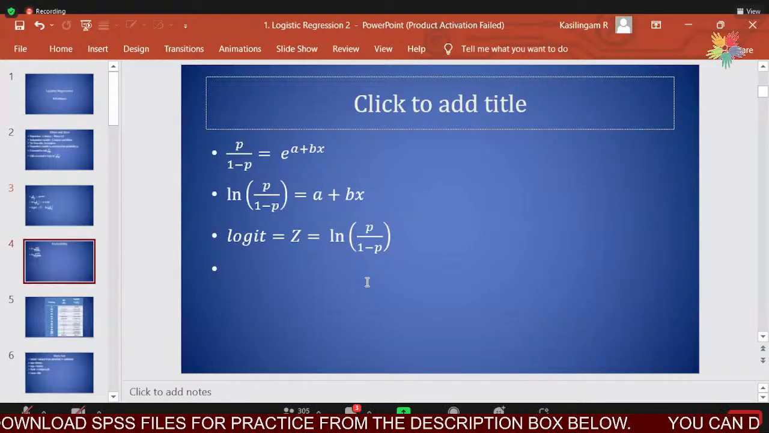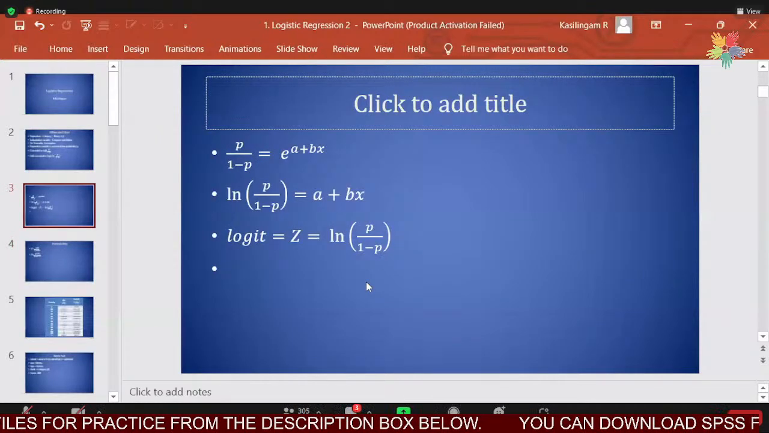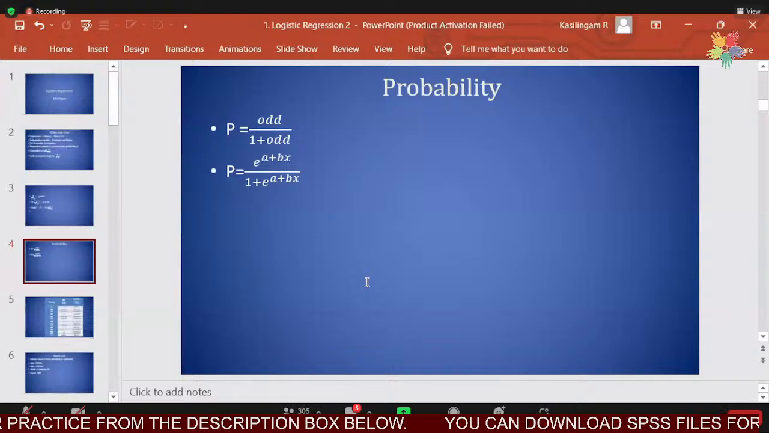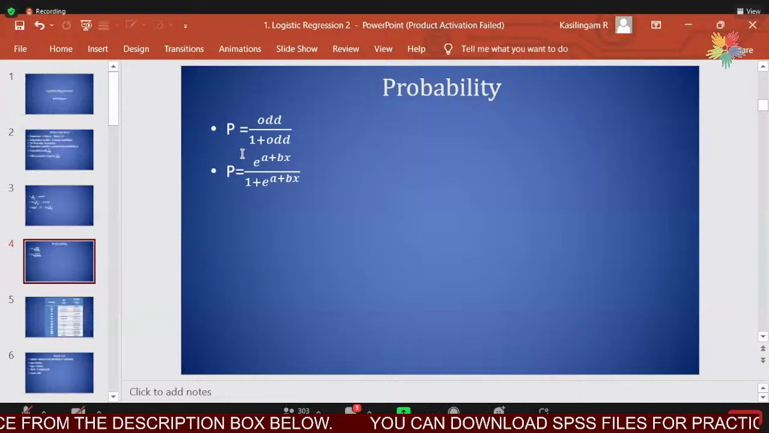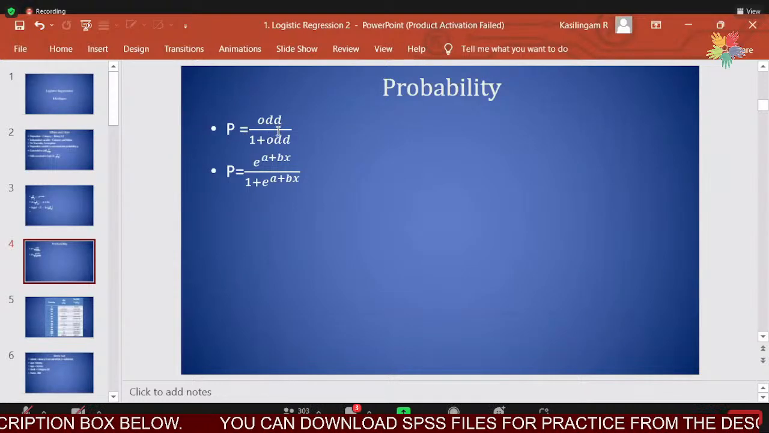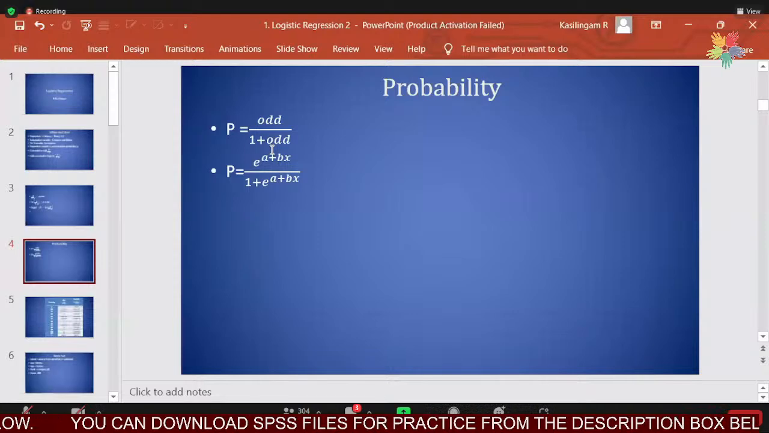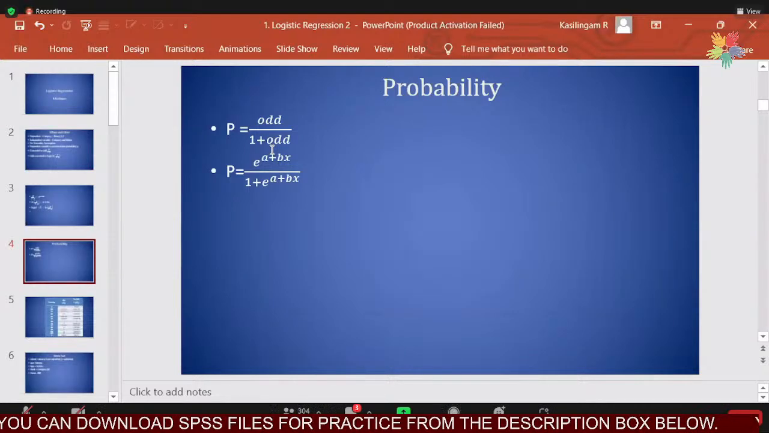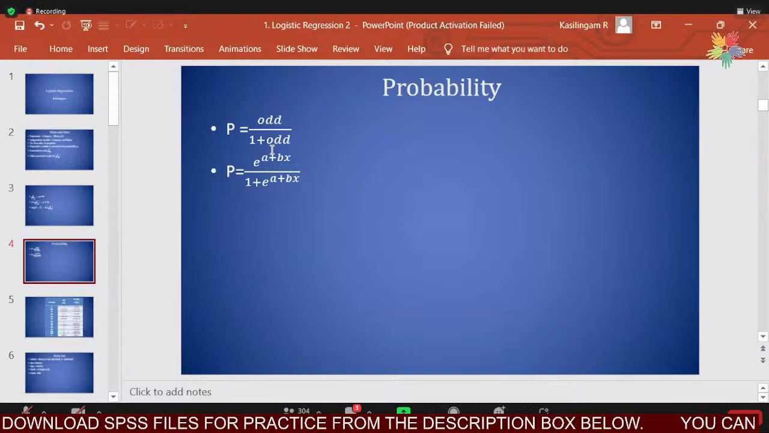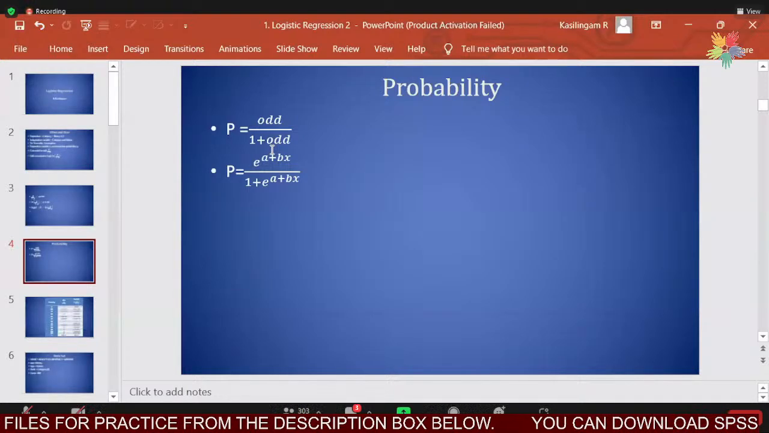Why are we doing this, right? Okay, before going there, how do we convert to probability? Probability is equal to odds divided by 1 plus odds. That is the probability of getting admission, right? I will demonstrate all. So, p is equal to odds divided by 1 plus odds.